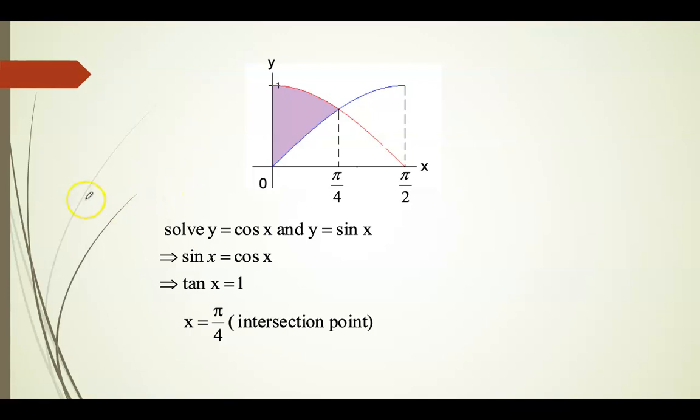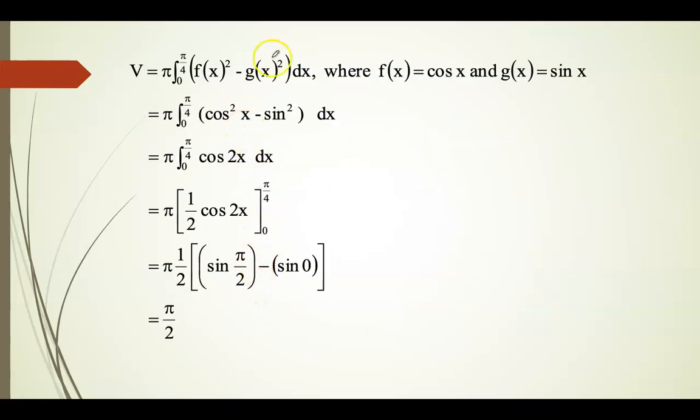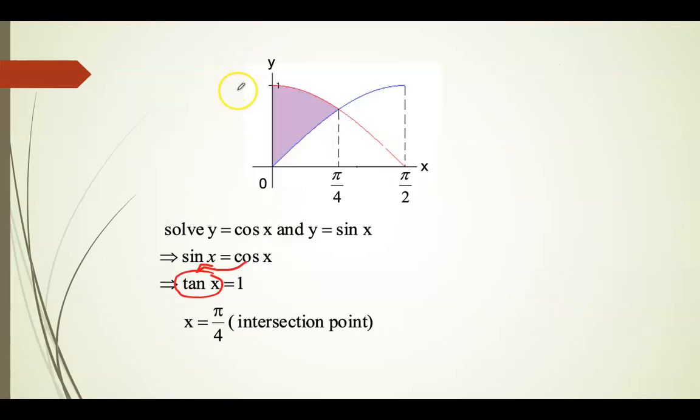Okay, so sine x is equal to cos x, the cos goes down, and that would equate to tangent of x. And remember, tangent of what is equal to 1? Tangent of pi over 4. So that is the intersection point. Moving on. Again, back to this part of the curve. We've identified that this is the intersection point and it is pi over 4.